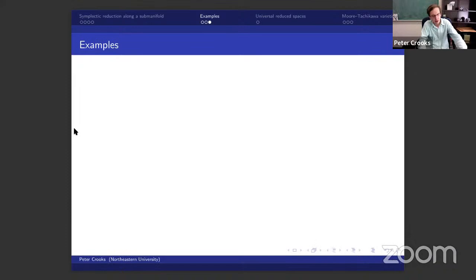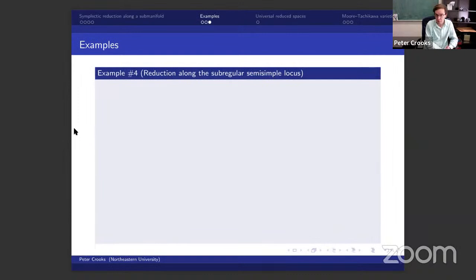Okay. And there's a somewhat more esoteric example that I would like to go over, that is heavily Lie theoretic, but I think sort of illustrates the flexibility of the construction. So it proceeds as follows. It's going to be reduction along what I'm going to call the subregular semisimple locus. What do I mean by this? Well, I'm going to suppose that my group is connected and complex and semisimple.